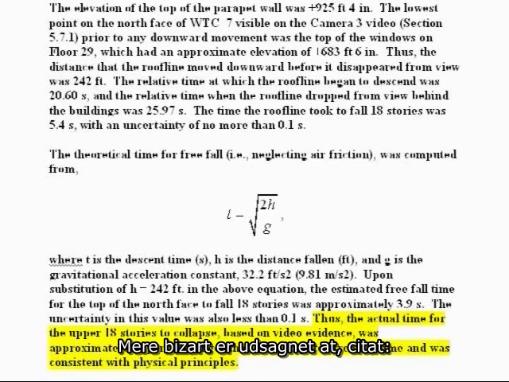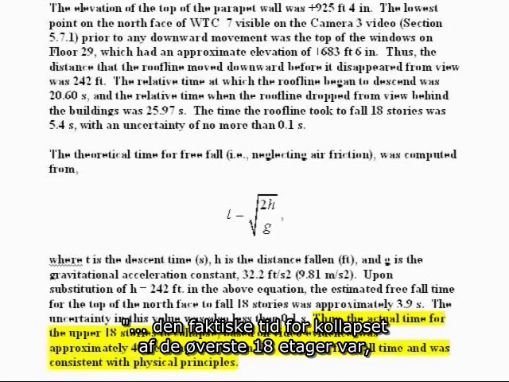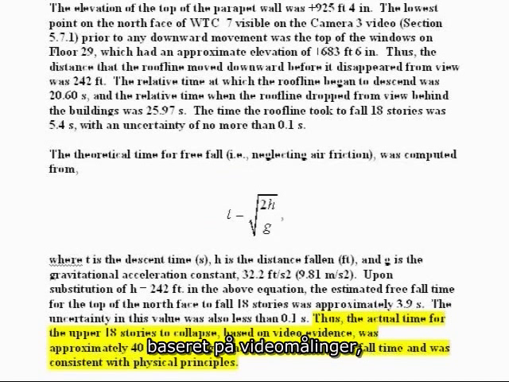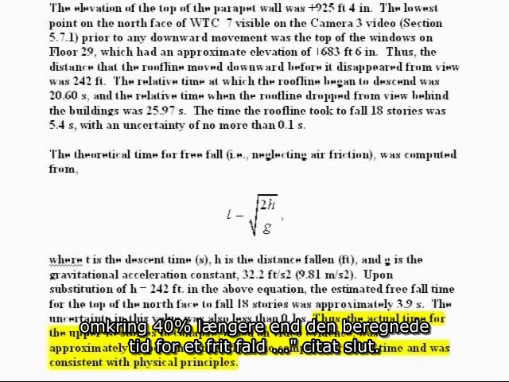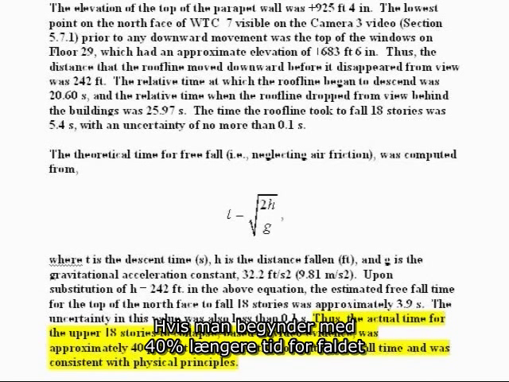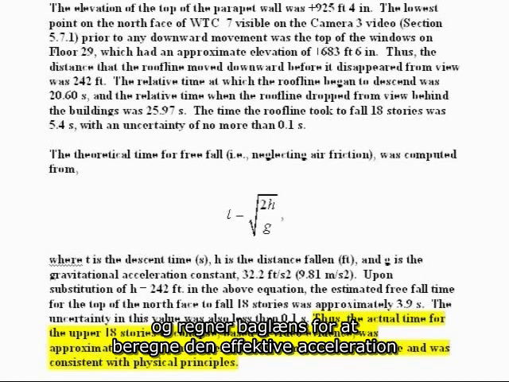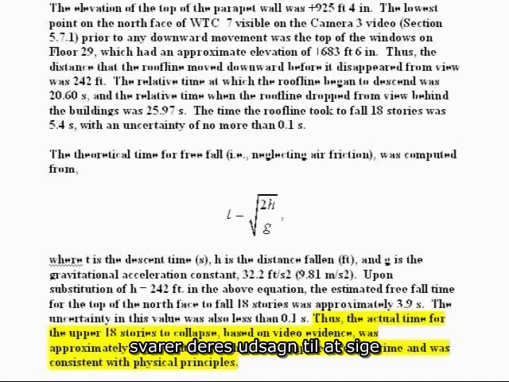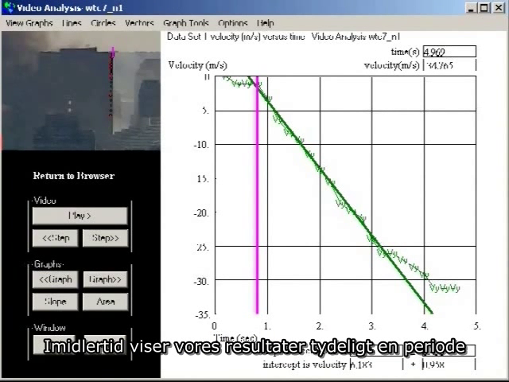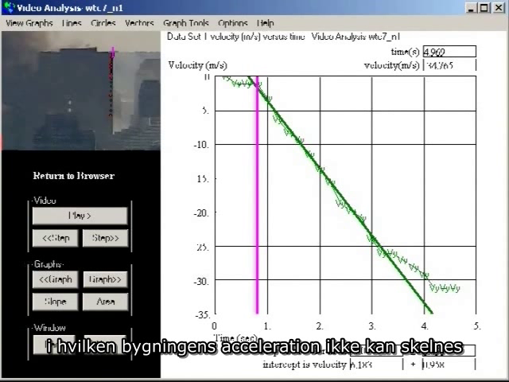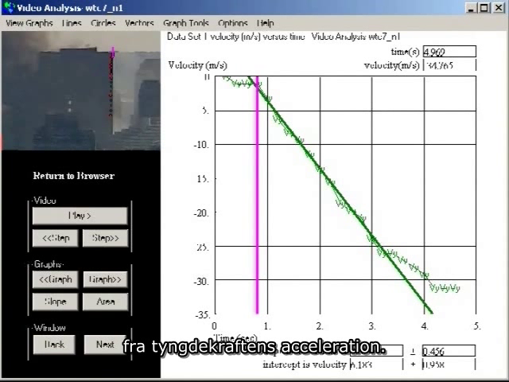More bizarre is the claim that, quote, "the actual time for the upper 18 stories to collapse, based on video evidence, was approximately 40% longer than the computed freefall time." If you start with a 40% increase in the time of fall and work backwards to compute the effective acceleration, their claim is equivalent to saying the acceleration of the building is only 5 meters per second squared, which is 51% the acceleration of gravity. Our results, however, clearly show a significant stretch of time in which the acceleration of the building is indistinguishable from the acceleration of gravity itself. In other words, complete free fall.